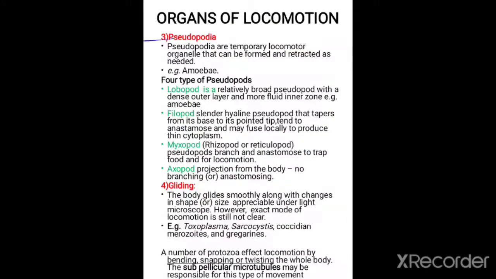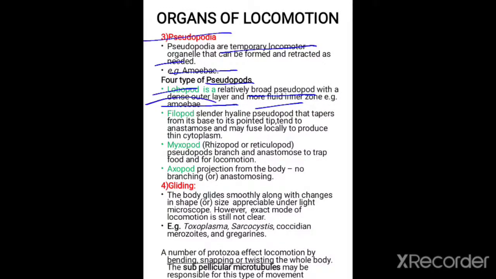And now let us come to the pseudopodia. It is a temporary locomotor organelle that can be formed or retracted as needed. This is present in amoeba. And there are four types of pseudopods. The first one is the lobopod, which is a relatively broad pseudopod with a dense outer layer and more fluid inner zone. This is seen in the amoeba.